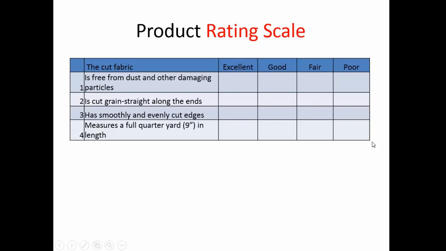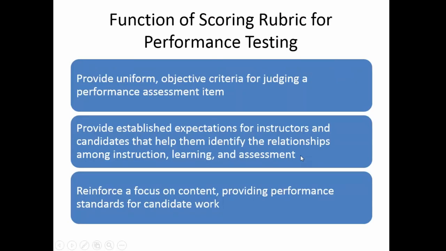When you're grading product is when you get into the rating scale. How well is it free from dust? Well, it's excellent or good, but again, we've got that bias as to what's excellent to one person might be poor to another person. So the idea of creating a scoring rubric, and that's what we call these templates that score students, is to be able to get a uniform objective criteria for people to grade this job and watch it, to provide expectations for the students and the instructor so that everyone knows what we're being graded on.